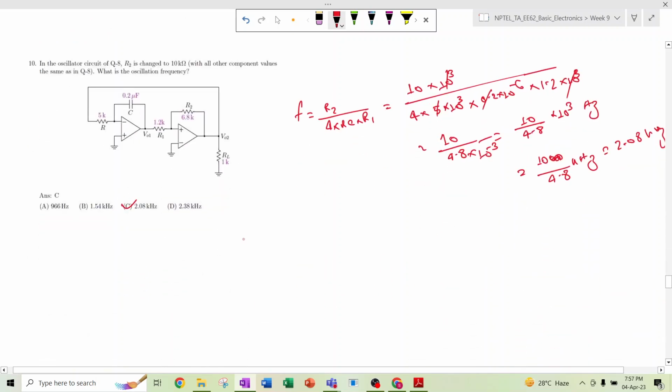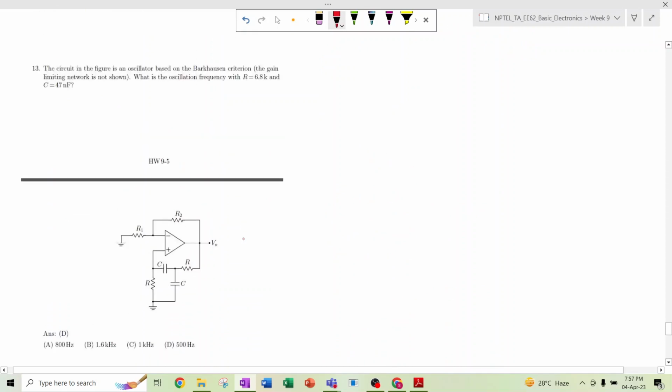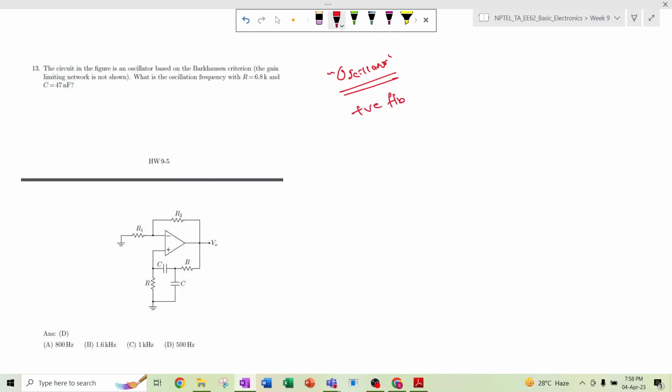Okay. So I am moving to the next question. The circuit in the figure is an oscillator based on the Barkhausen criteria. So what is basically an oscillator? An oscillator is basically something where, when there is a positive feedback in any circuit, then it becomes an oscillator. Oscillator means without the input, the output begins to oscillate. That is the concept of the oscillator.